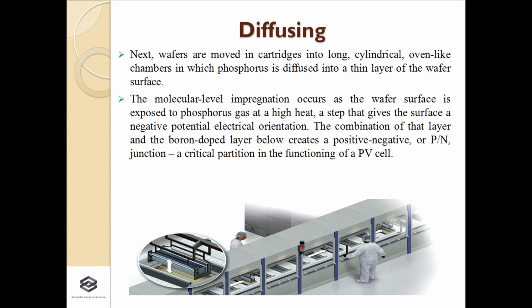So that is why we need to pass this particular phosphorus gas at a higher temperature over this silicon structure, or the silicon wafer. And through this process, our solar cell, or the silicon wafer, has been converted into a P and N type junction. In this case, the pure form of silicon is converted into the PN junction.